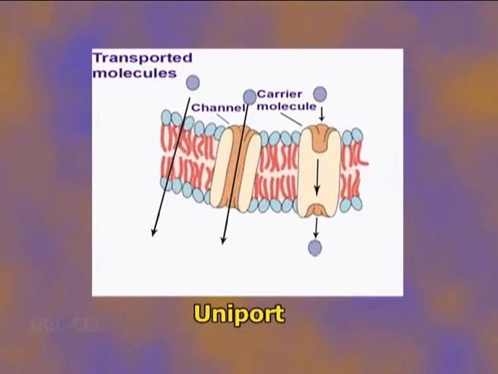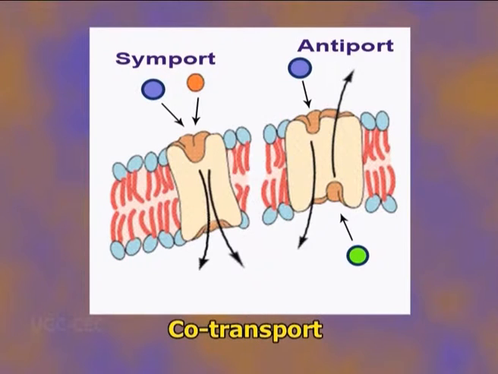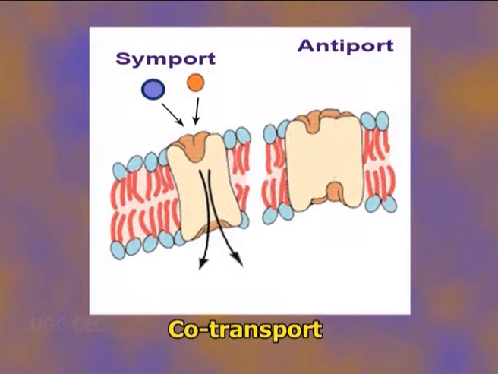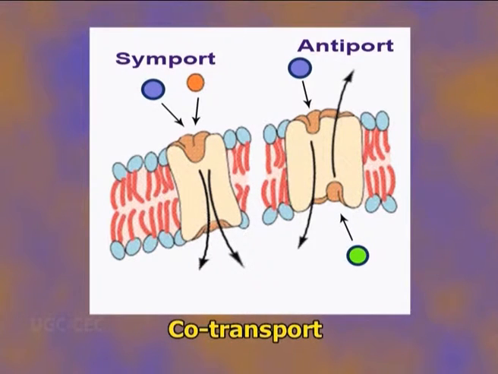Some transport proteins move only one type of solute across the membrane, known as uniport. In others, transfer of one solute depends upon the simultaneous transfer of a second kind of solute, known as co-transport. If simultaneous transfer of two molecules is in only one direction, then it is known as symport, while if it works in opposite directions, then it is known as antiport.